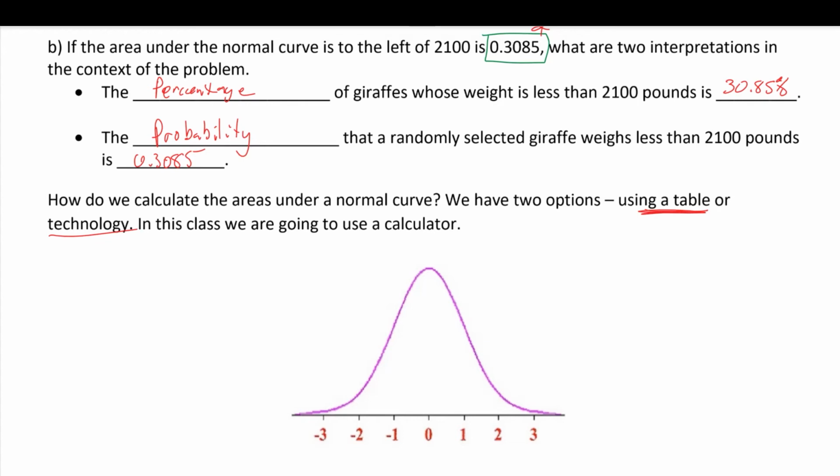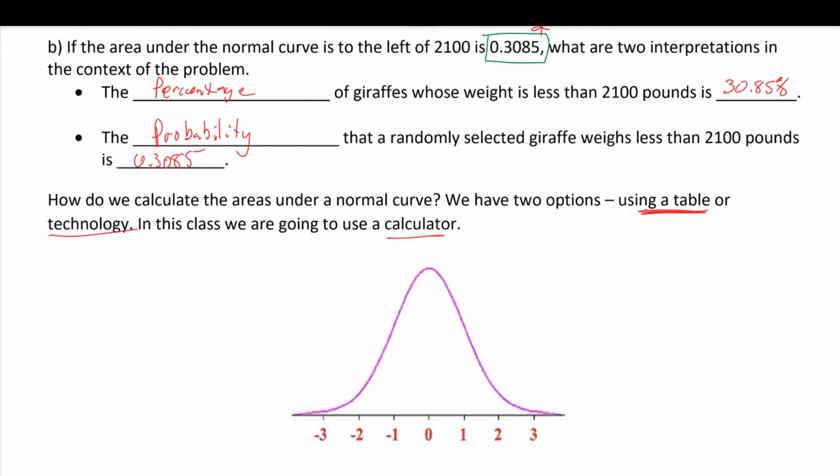Now in this class we're going to use a calculator. I'm going to use a TI calculator. All right, so how is that done? I want to relate this back to the uniform density function. So how do you actually calculate areas with the calculator? Well, I'll tell you what the calculator is doing on the back end.